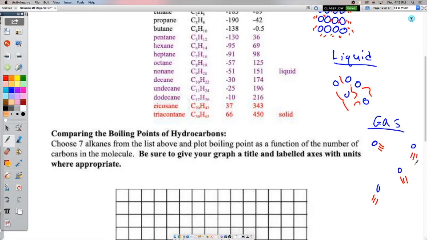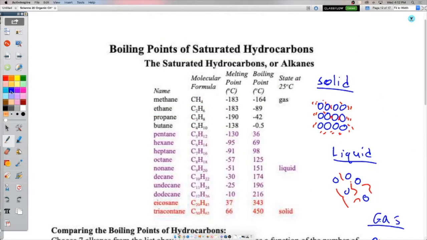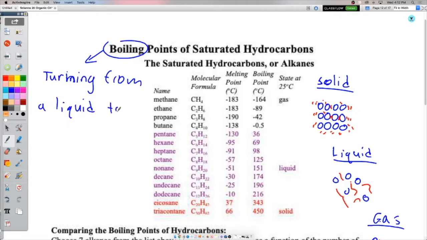Okay, so just to go over the idea of what is boiling. Boiling is turning something from a liquid to a gas. And what did we say we had to do? We had to move the particles so far apart that they end up completely flying around like crazy. So before we really get into it, again, boiling just means turning from a liquid to a gas. That's all boiling is at the end of the day.